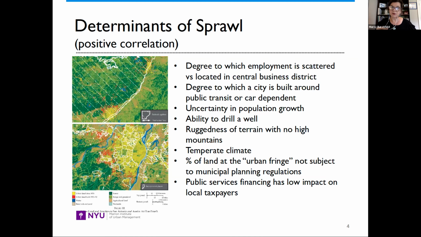Temperate climate, I think that speaks for itself. Areas that are not too hot, areas that are not too cold. The areas that have that perfect weather in the middle really have positive correlations with determinants of sprawl.